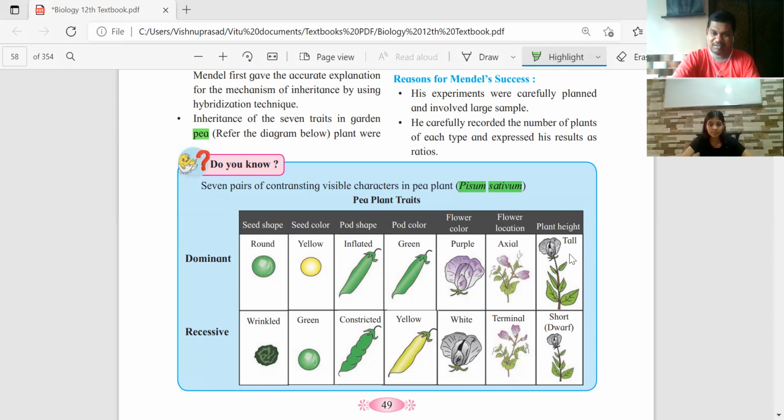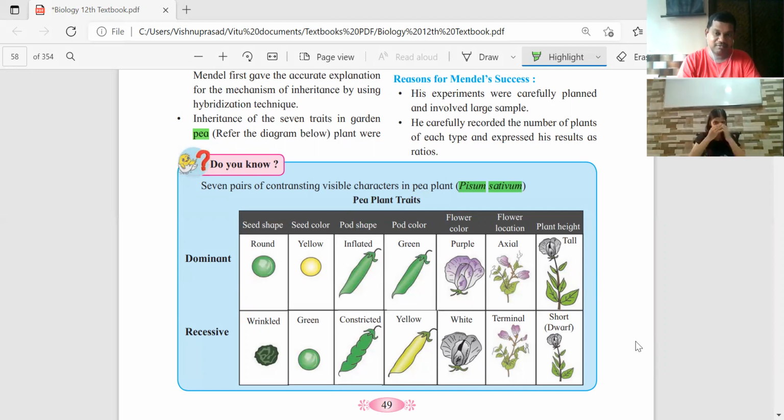And then the most important thing: when the plant has grown completely, what is the height of the plant? There are some plants which were growing tall and some others were growing short. Short is called dwarf. So you have seen on the plant the flower, the pod, and the seed; Mendel observed characters in all of them. There are 7 such characters, each having 2 contrasting forms. Very distinct, simple, and clearly visible ones.